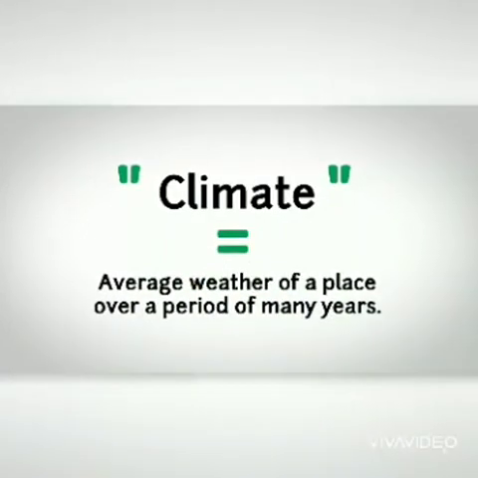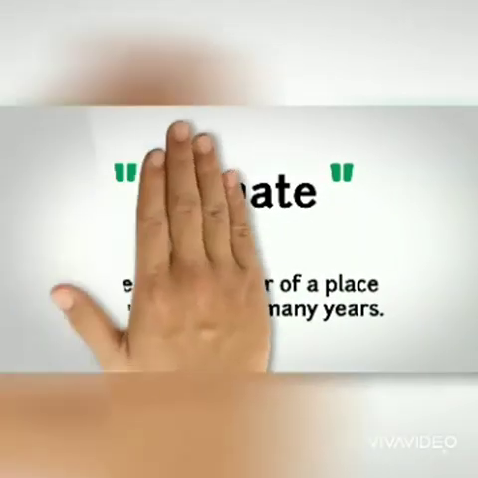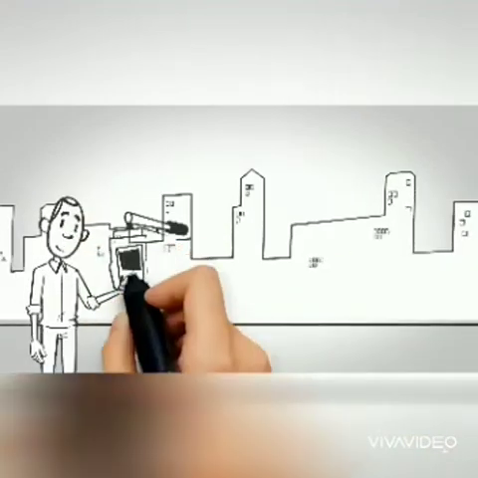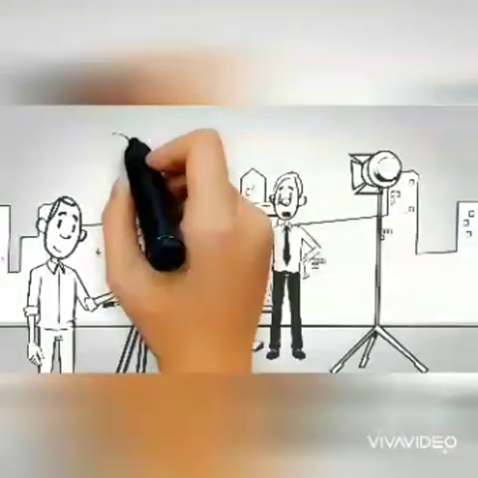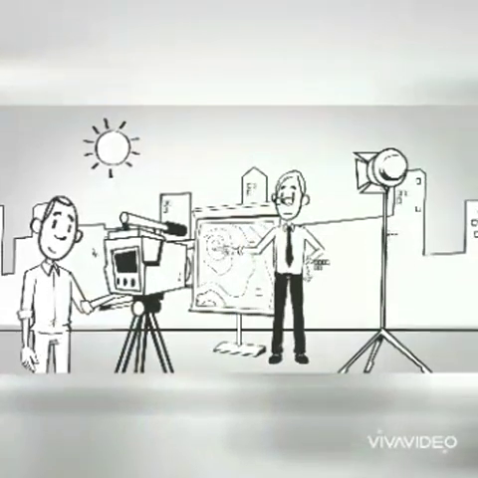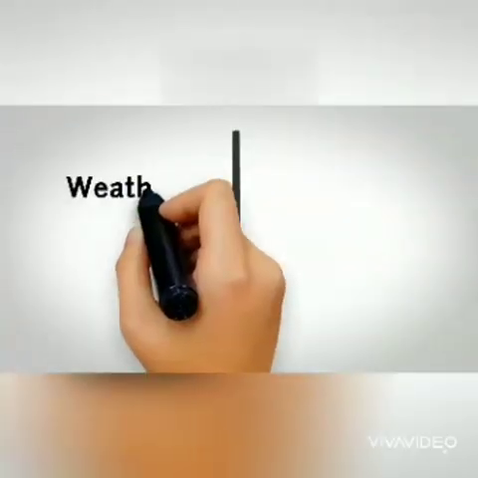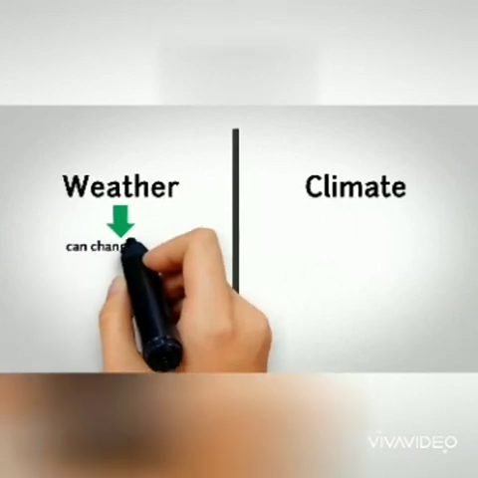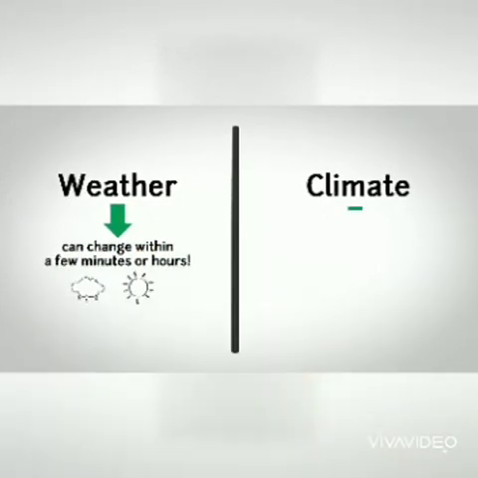Here are the key differences. Weather can change within a few minutes or hours, while climate takes hundreds, thousands, or even millions of years to change. In other words, climate lasts all the time, and weather only a few days or even a few minutes.